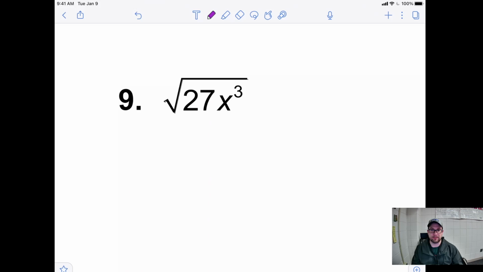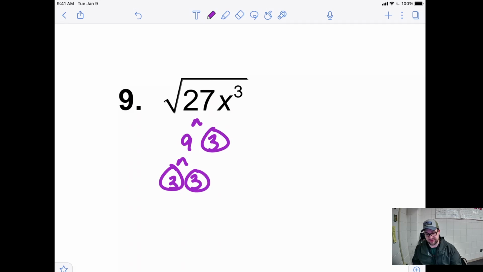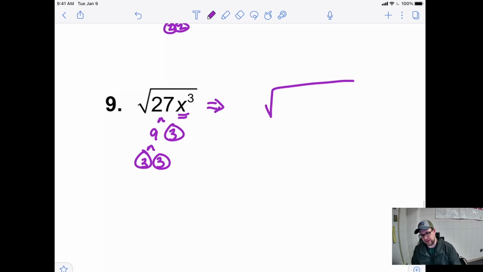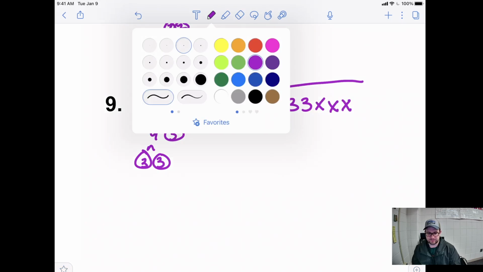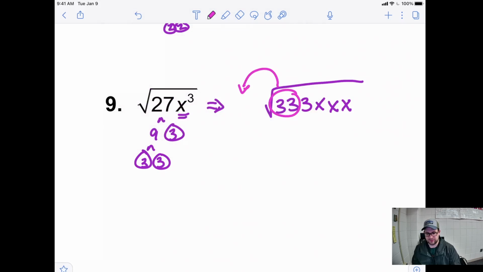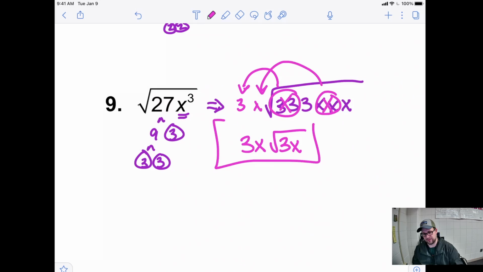Let's look at problem number 9. What we want to do is first break down 27. That's going to break into 9 and 3. 9 is just 3 and 3. So 27 is just 3 3's. And then don't forget, we have 3 x's. So when we rewrite this, we're going to have a 3, a 3, a 3, an x, an x, and an x. Look for those pairs. 2 3's means we can pull one out. 2 x's means we can pull one out. These go away. I'm going to be left with 3x square root of 3x.